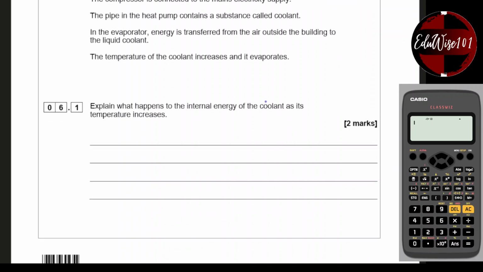Explain what happens to the internal energy of the coolant as its temperature increases. Now, internal energy is dependent on the kinetic energy of the molecules in the coolant, which means how fast they are moving. Also, it refers to the energy contained within the bonds in the coolant itself. So, if the temperature increases, kinetic energy should increase. That means the internal energy will also increase.